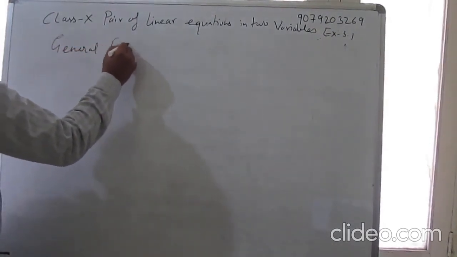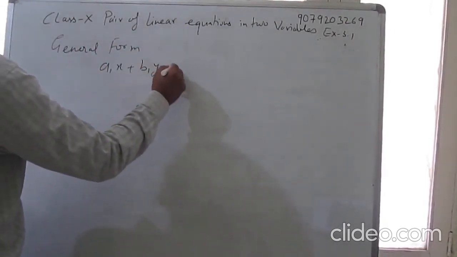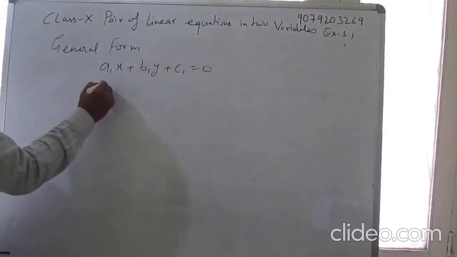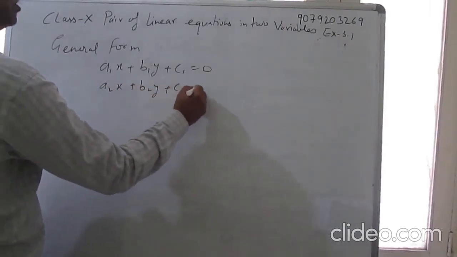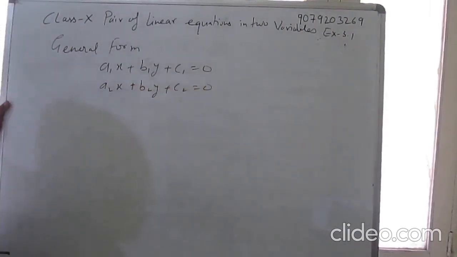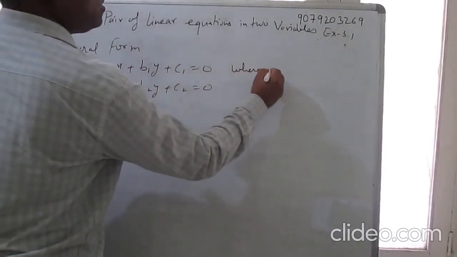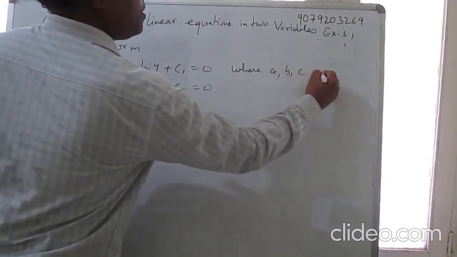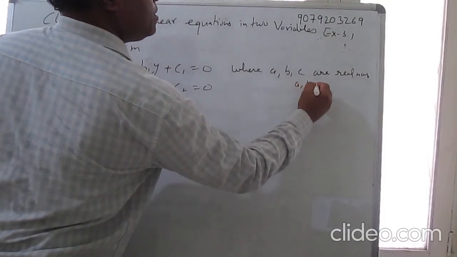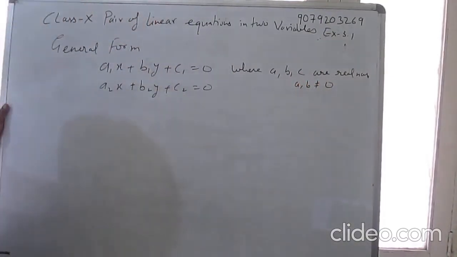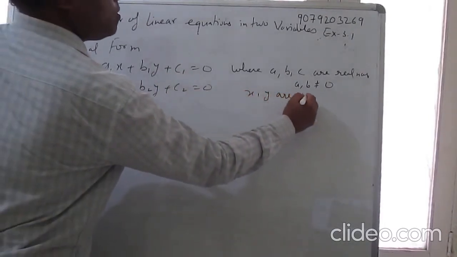form: a1x plus b1y plus c1 is equal to 0, a2x plus b2y plus c2 is equal to 0, where a, b, c are real numbers and a, b are not equal to 0, and x and y are variables.